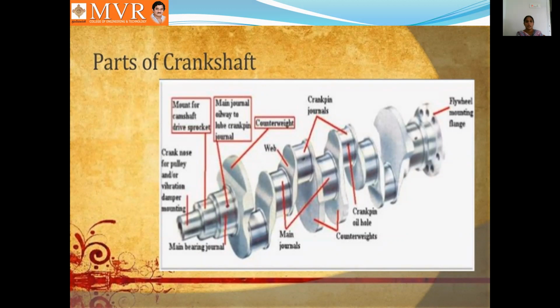Okay, these are the parts of the crankshaft which we are seeing in this image. First, it is called the crank nose and the pulley for damping vibrations. Next, the mounting for the crankshaft, journal bearings, counterweight, web, crankpin, main journals, crankpin oil hole, counterweights, and also the flywheel mounted, as shown in the image.